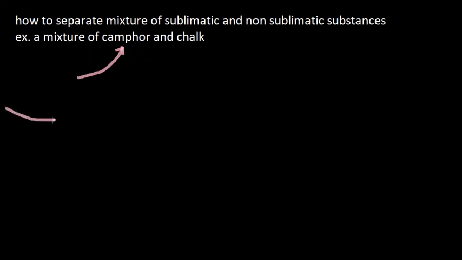That means if you take some camphor and you heat it, then this solid camphor will directly pass into the vapor state without going into the liquid state. So this is a sublimatic substance, and chalk is not a sublimatic substance, because if you heat chalk, it does not directly go into the vapor state. So we have to separate a mixture of such two substances, out of which one is a sublimatic substance and the other is a non-sublimatic substance.